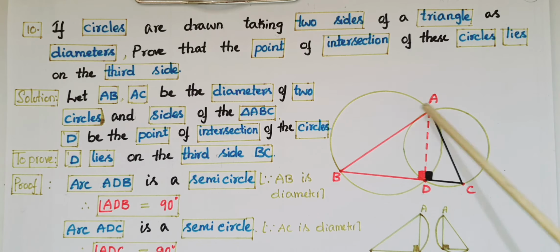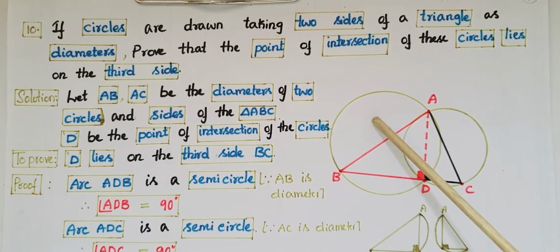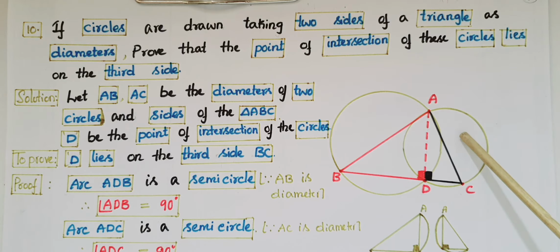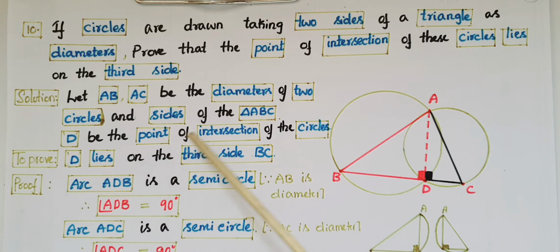So here this is a triangle ABC, and AB is one side of this triangle and diameter of this circle, and AC is another side of this triangle and diameter of this circle, and D be the point of intersection of the circles. So here D is the point of intersection of these two circles. See here, this is the intersection point, this is D, and here we have to prove that D lies on the third side BC. So here in this triangle, this is the third side BC, and we have to prove that this point D lies on the third side BC.